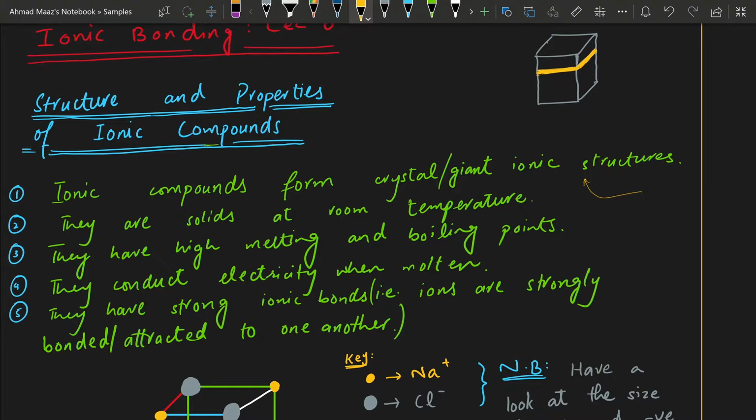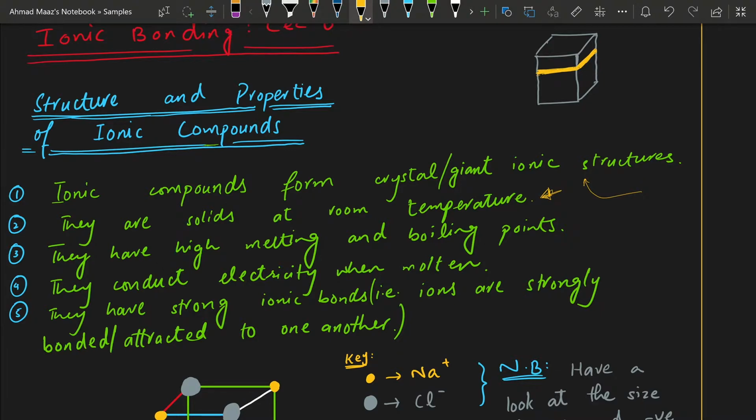They have crystal structures, and the second property is they are always solids at room temperature. No matter what ionic compound you see at room temperature, it will always be a solid. There will be no liquid or gaseous ionic compound. All ionic compounds are solids at room temperature. Why is that so? You'll soon see.